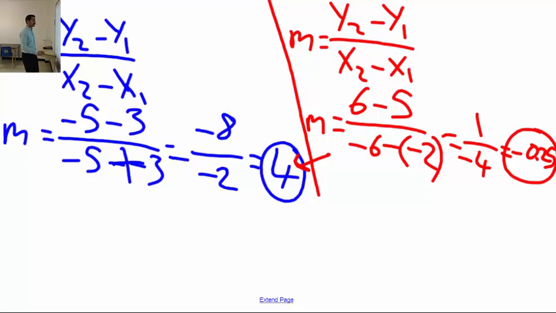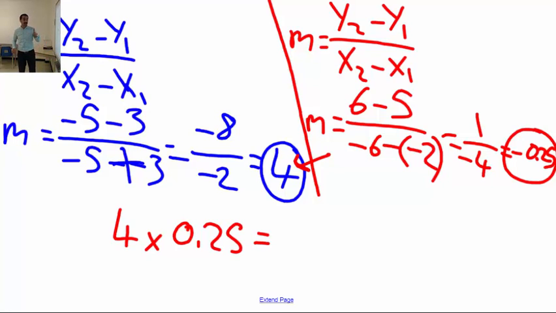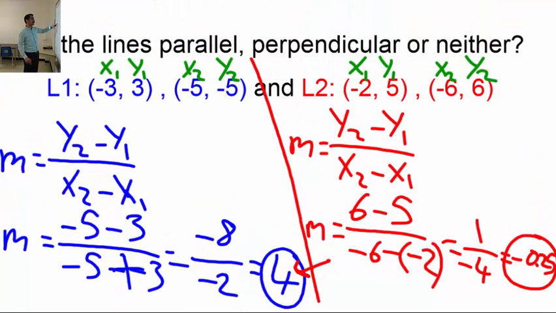And what is the best way to do that? I'm going to multiply them. 4 times 0.25. What am I getting from this? Use your calculator. You will be getting 1. If you are getting 1 and signs are opposite, these two segments are called perpendicular.